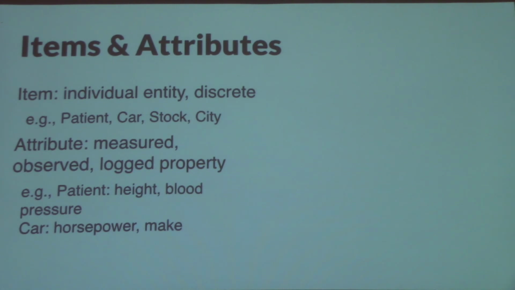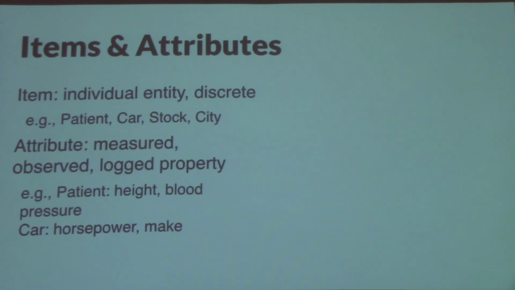So we distinguish between items and attributes. An item is an individual entity, something discrete, like for example a patient, a car, a stock, or a city. An attribute is a measured and observed property of an item. So for example, for a patient, that could be his height, his blood pressure, his temperature, and so on. For a car, it could be its horsepower and make.